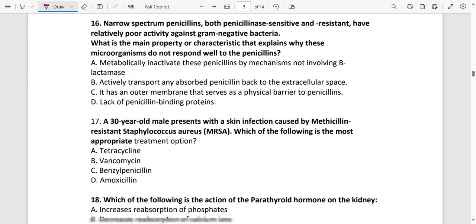All right. So narrow spectrum penicillins, both penicillinase resistant and sensitive, have relatively poor activity against gram negative bacteria. What is the main property or characteristic that explains why these microorganisms do not respond well to penicillins? Why don't gram negatives respond well to penicillin? A. Metabolically inactivate these penicillins by mechanisms not involving beta lactam. B. Actively transport any absorbed penicillin back to the extracellular space. C. It has an outer membrane that serves as a physical barrier to penicillins. D. Lack of penicillin binding protein.